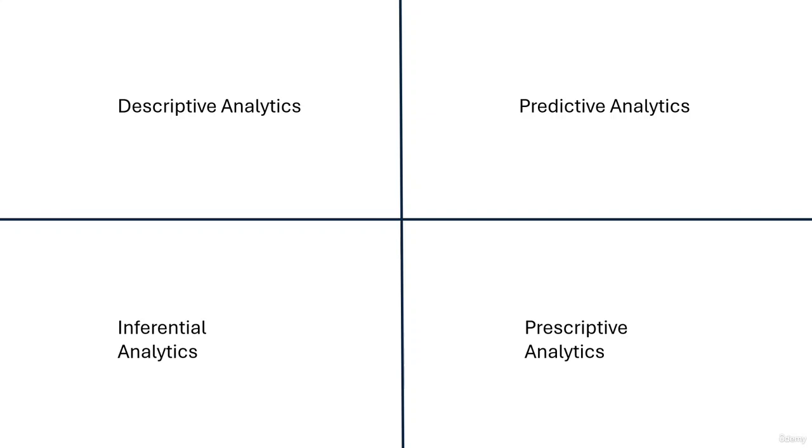Here we have four key types of data analytics. Descriptive analytics tells us what happened. It summarizes historical data to give us insights into past trends and performance. Predictive analytics helps us understand what might happen in the future by using statistical models and forecasting techniques. Inferential analytics allows us to make generalizations about a population based on a sample, answering why something happened or whether a pattern is significant. And prescriptive analytics goes a step further by telling us what actions we should take using optimization and simulation algorithms. Now, this dashboard will be a descriptive analytics dashboard.